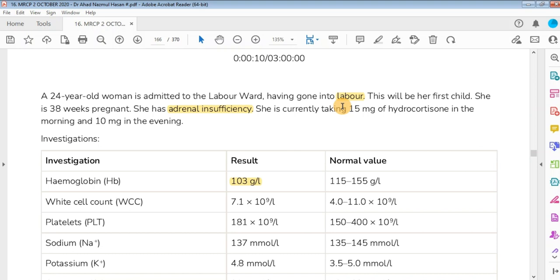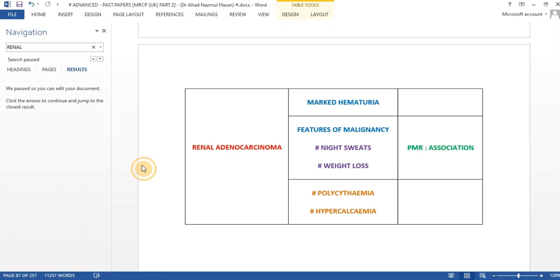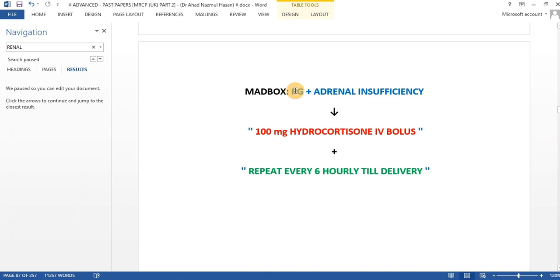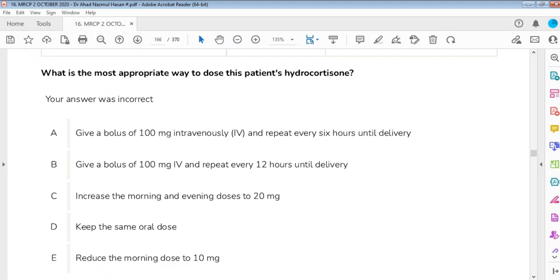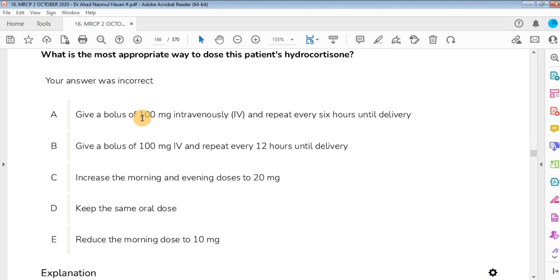So what should be the most suitable approach with respect to the patient's hydrocortisone? Pregnancy plus Addison's disease. Is it double the dose? No, not double the dose. If there is adrenal insufficiency or Addison's disease in a pregnant lady, then we should give 100 milligram hydrocortisone in an IV bolus formulation, and this should be repeated every 6 hours until the delivery. So this is the guideline. Give a bolus of 100 milligram IV and repeat every 6 hours until delivery.